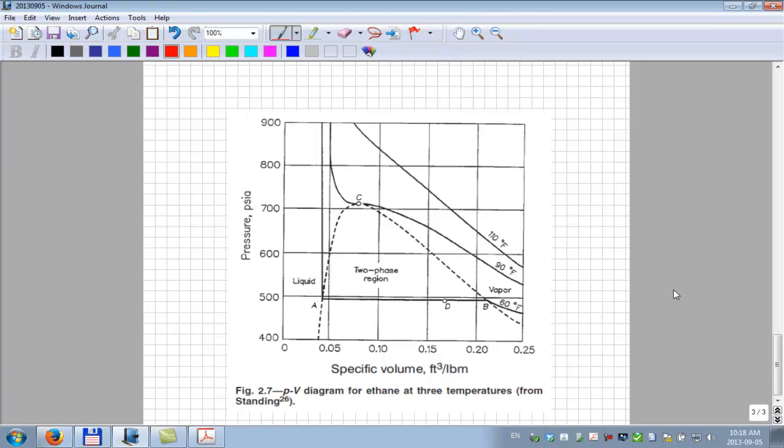Just to illustrate an example of this type of pressure volume behavior that we talked about at the critical pressure and temperature of a compound. This is an example for ethane, taken from the monograph in chapter 2, figure 2.7. What you see is pressure versus volume. This is a mass volume. It doesn't really matter if you're using mass volume or molar volume.